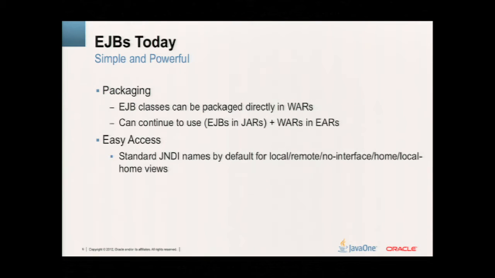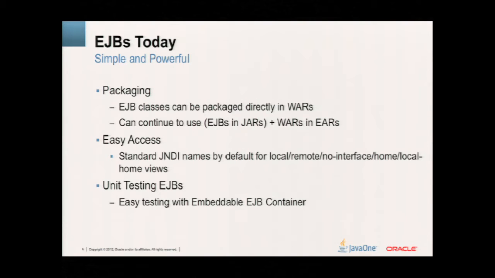Easy access. Another thing that was standardized in EJB 3.1 was standard JNDI names for the different client views. Previously, if you deployed an EJB for exposing the various client views through JNDI, you had to provide a JNDI name, and there was no standard way of doing this. So you had to resort to using vendor-specific descriptors. Starting with EJB 3.1, there are default JNDI names that are computed for every session bean that gets deployed for local, remote, no interface, home, and local home views. So it's easier. You don't have to mess with vendor-specific descriptors, and the clients also know of the standard naming. Later on in the talk, we'll get into the details of how the names are computed.